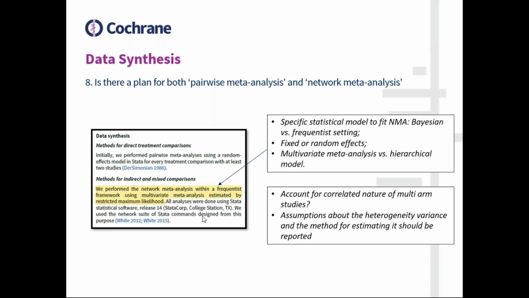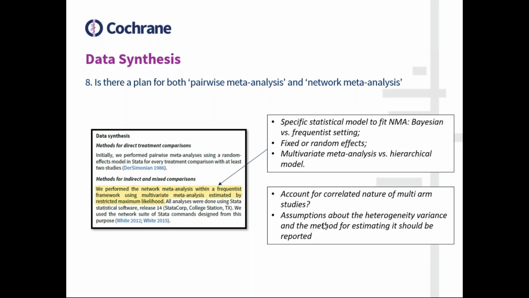It's important that they also state if they account for the correlated nature of multi-arm studies. So some studies may include 3 arms, for example, and it's important to note whether the model that they are using takes this into consideration. So sometimes this is included under data synthesis, and sometimes we see it under the unit of analysis section as well, because obviously that section deals with multi-arm studies. So it's important that they've at least given that some thought.